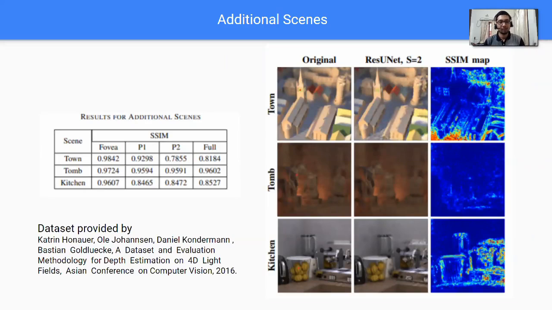Here are results on some more scenes from a different data set, and these two have good foveal quality but with varying peripheral quality, depending on the details in the periphery of the scene.